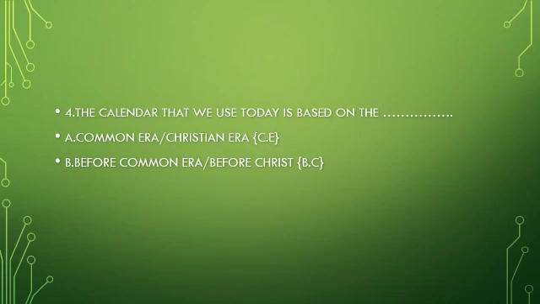Question number 4, students, have a look, read it carefully, and accordingly we'll be answering it. Question 4 says, the calendar that we use today is based on the dash. Whatever calendar we are using, the dates and the days, it is based on what? A is common era or Christian era, that is CE. Option B, before common era or before Christ.